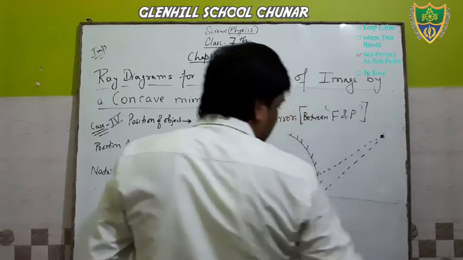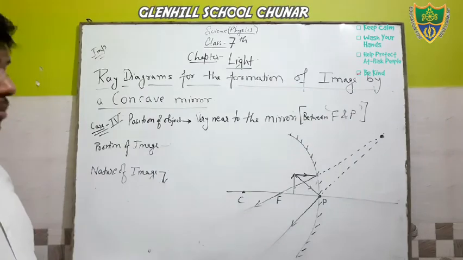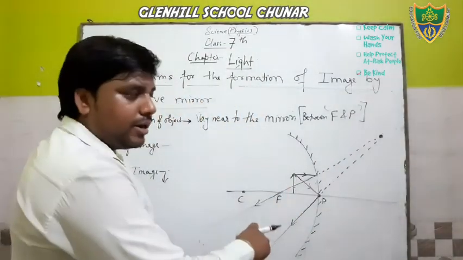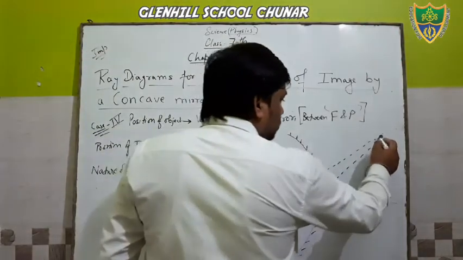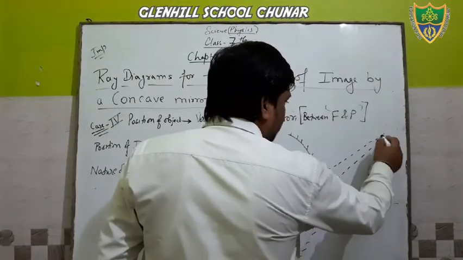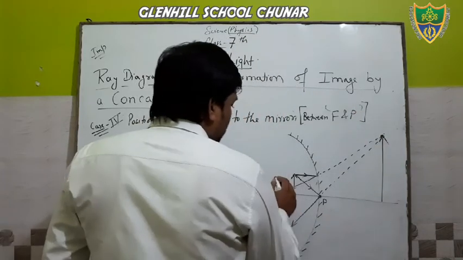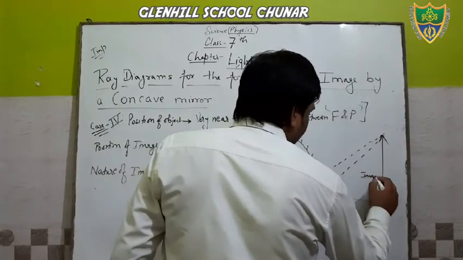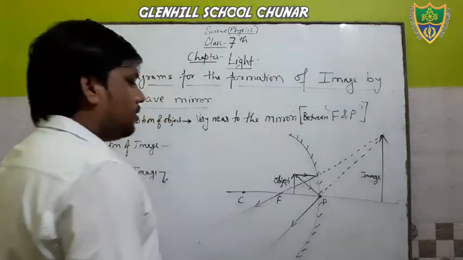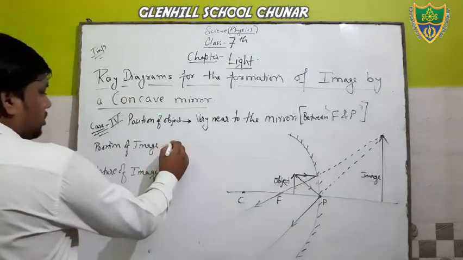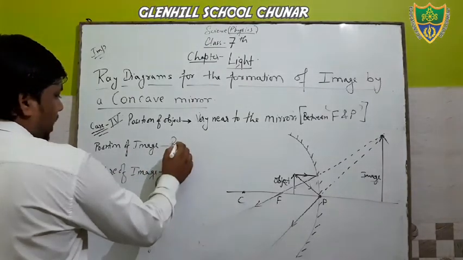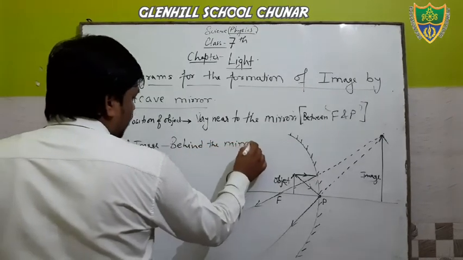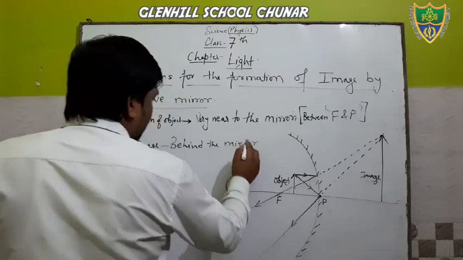So at this place both the rays meet, but they appear to meet, not actually meet. They appear to meet. So the image is formed here. So object is here and image is here. Okay? Clear? So write the position of image: behind the mirror. The image is where? Behind the mirror.